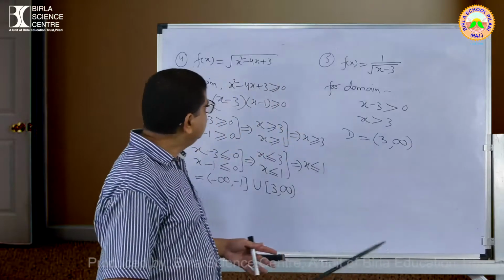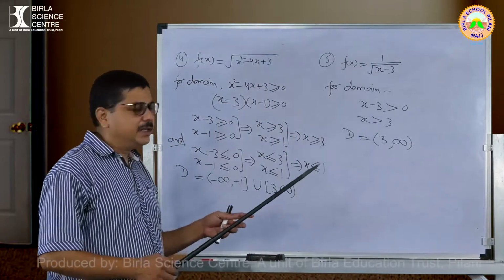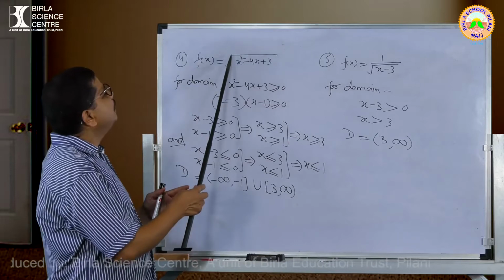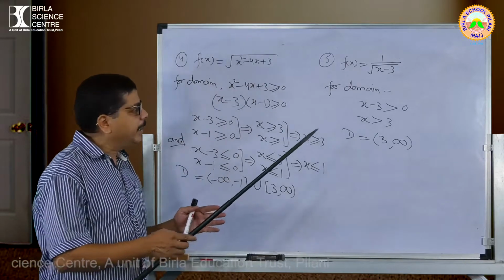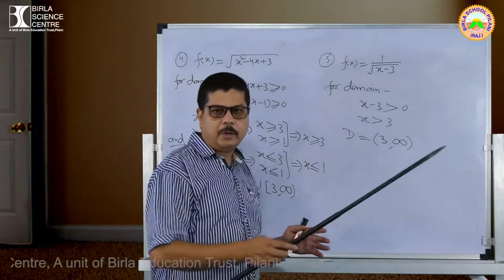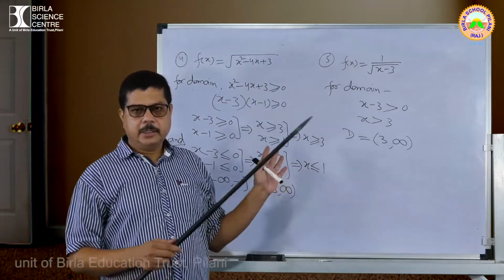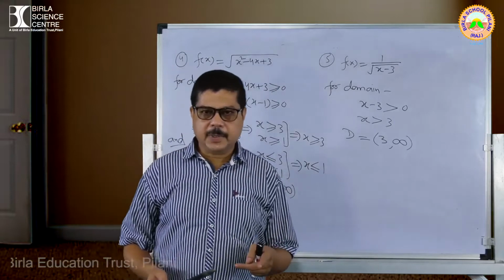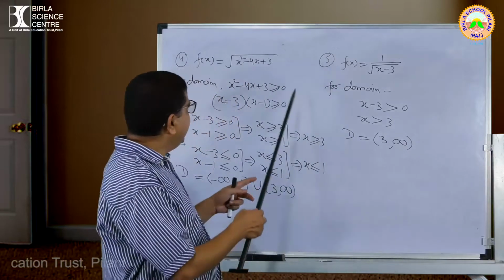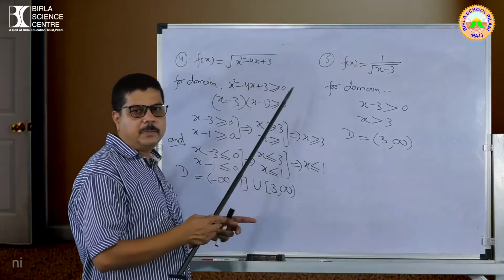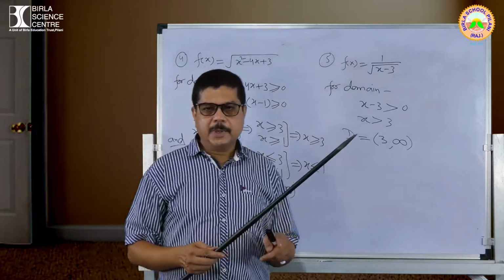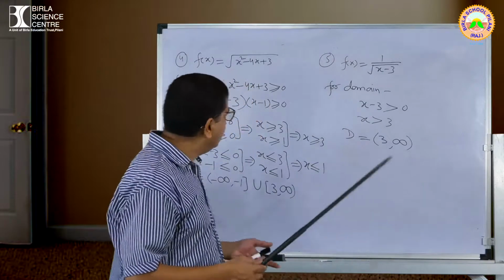So next problem, that is a very important one. f(x) equal to under root of x square minus 4x plus 3 and f(x) equal to 1 upon under root of x minus 3. In these two problems, I will explain about domain only, and for this type of problem, about the range, I will discuss in some other video.